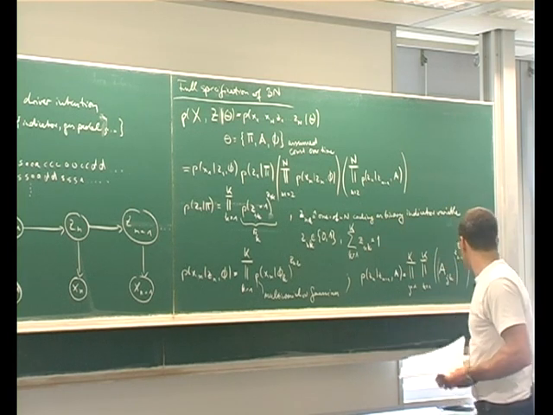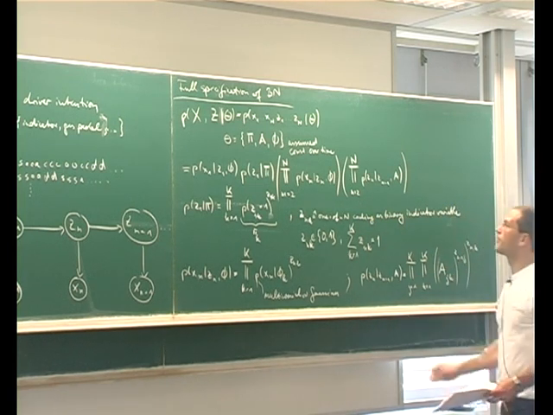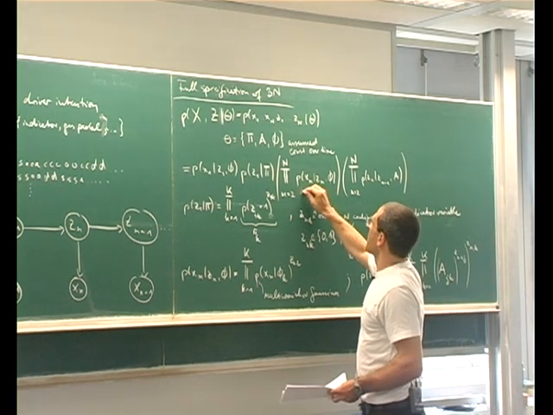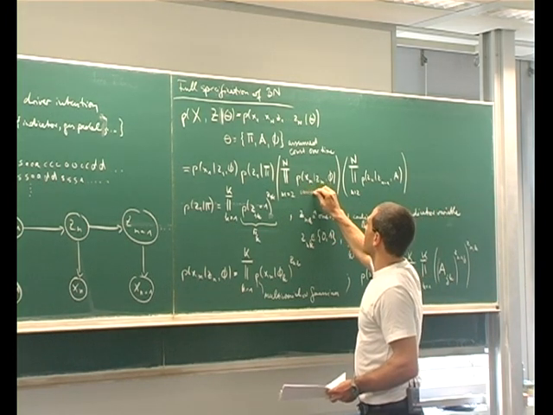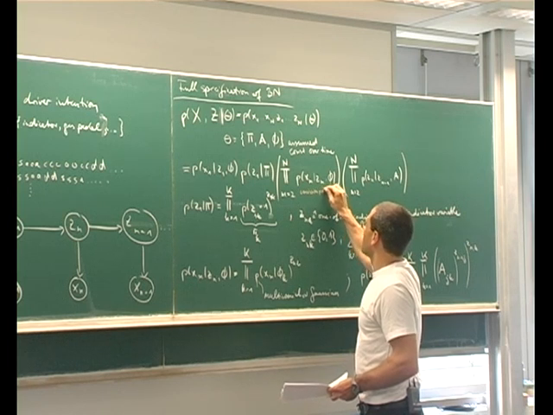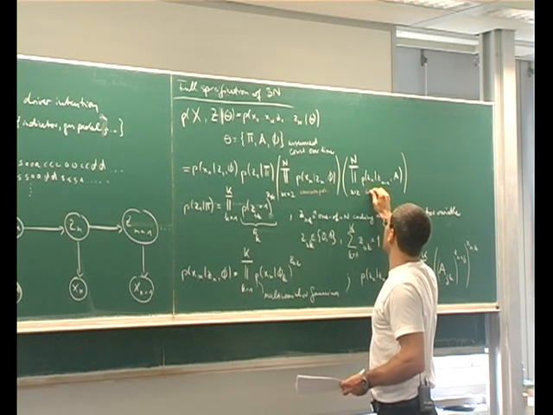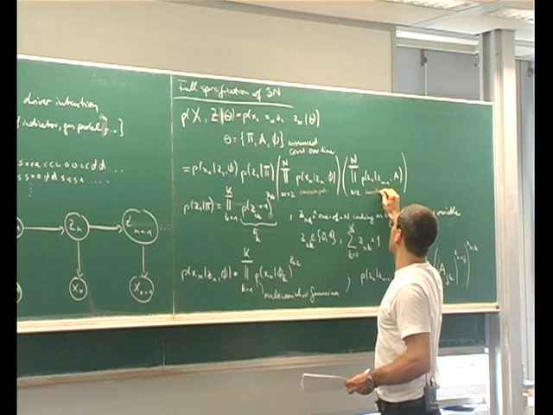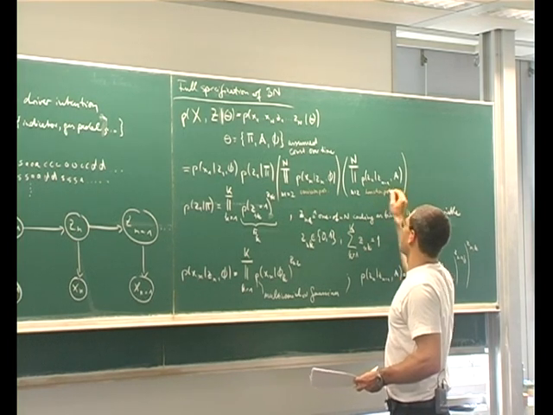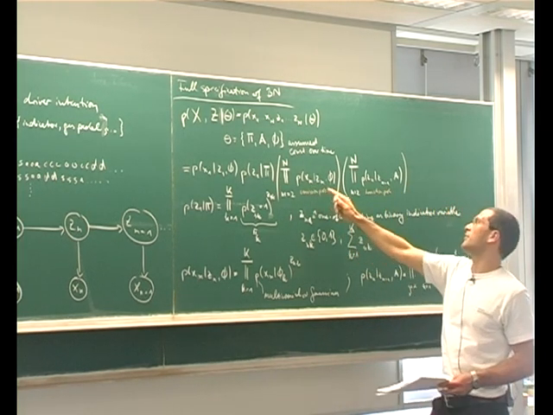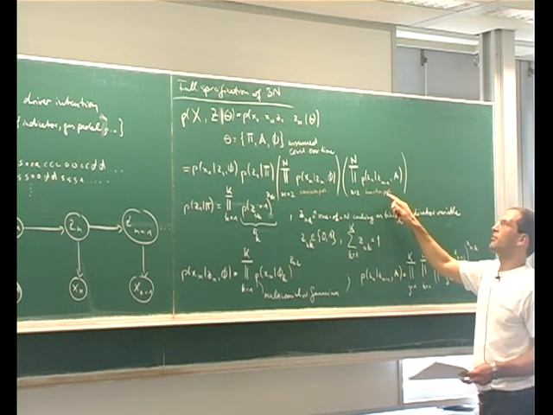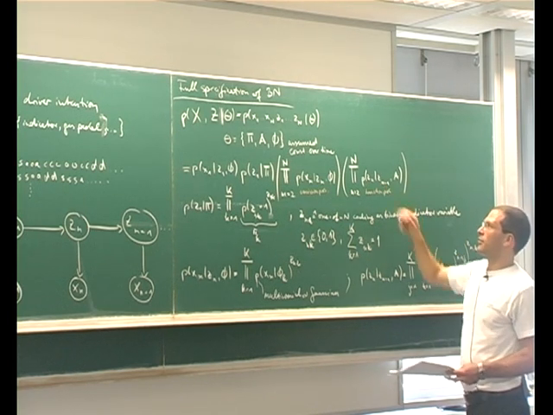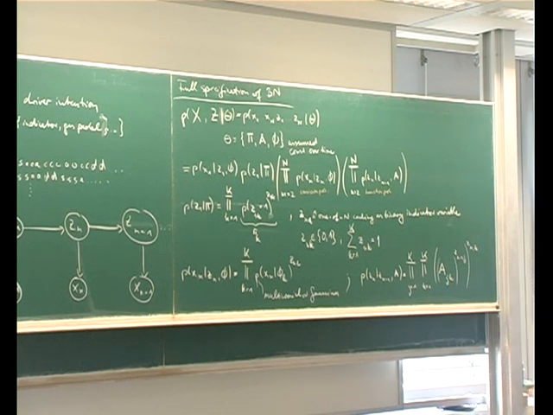So this term would be the emission probability, and that term would be the transition probability. So the emission probability of observation given hidden state, and the transition probability from previous hidden state to current hidden state. Okay?